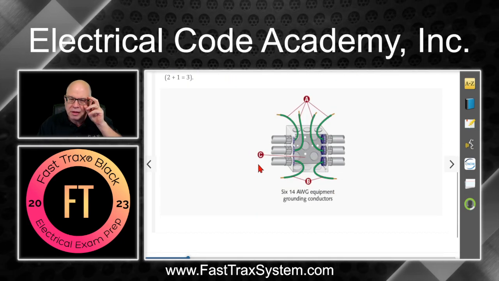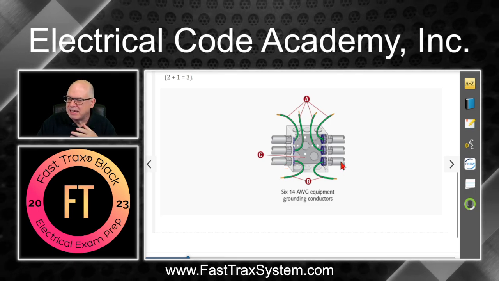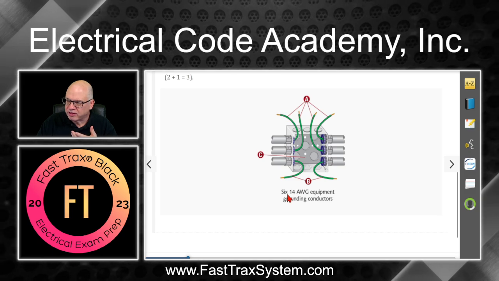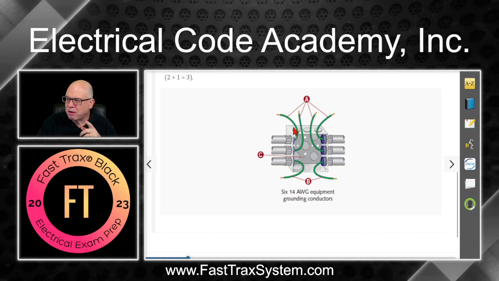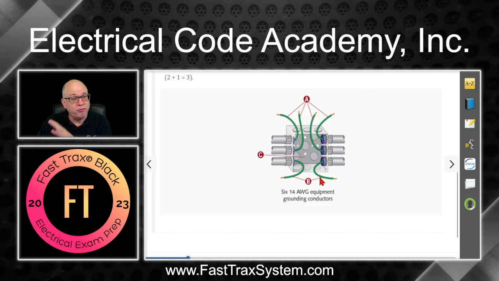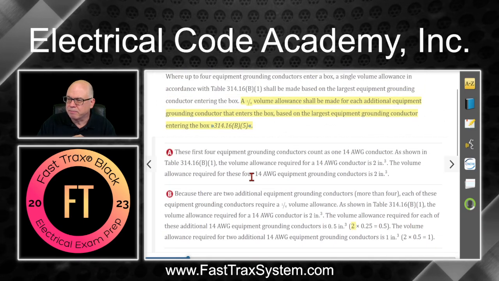So here's our picture. So here's what we've got. We've actually got 6 raceways coming in. Each one of these has an equipment grounding conductor in there. In this case, they're all 14 gauge, so there's 6 of them here. Then we have A, which is dealing with 4 of them. Then we have B, which is the additional 2, which means we have more than 4. So we have 6 total, right? And so let's see how that's going to work out.